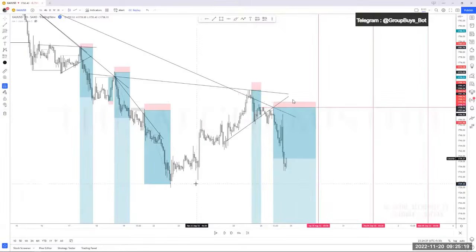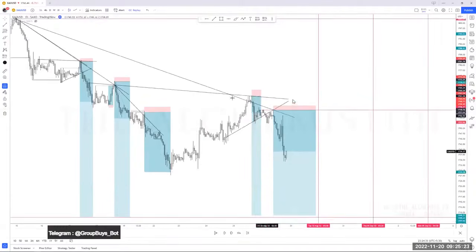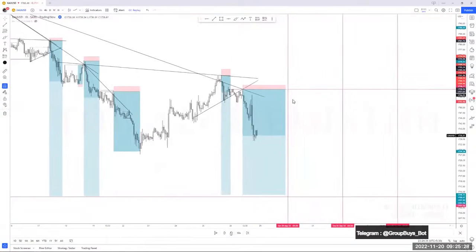Okay, so just to show you that these are not hindsight stuff. You see that, right? Tap, and then it starts to drop. Very clearly it starts to fall. So there it comes.